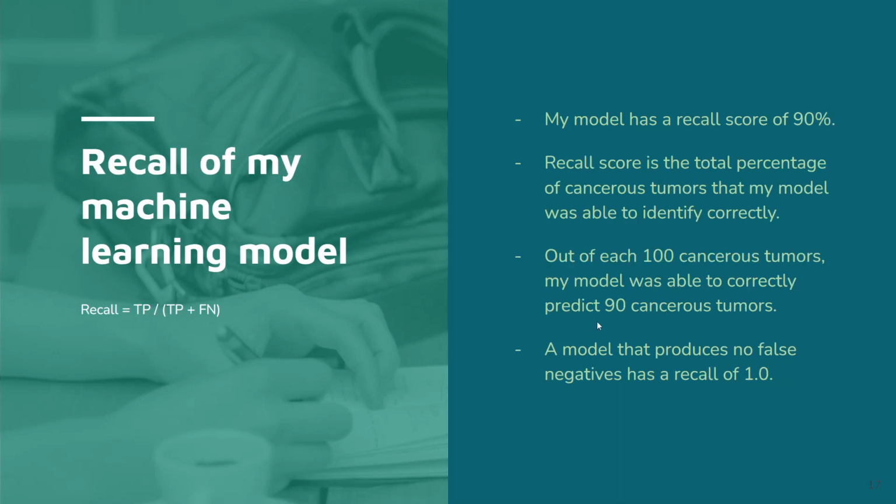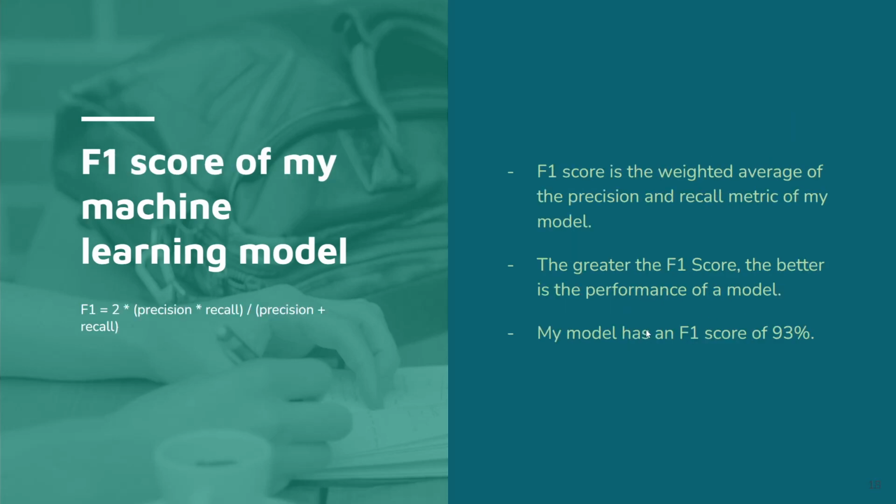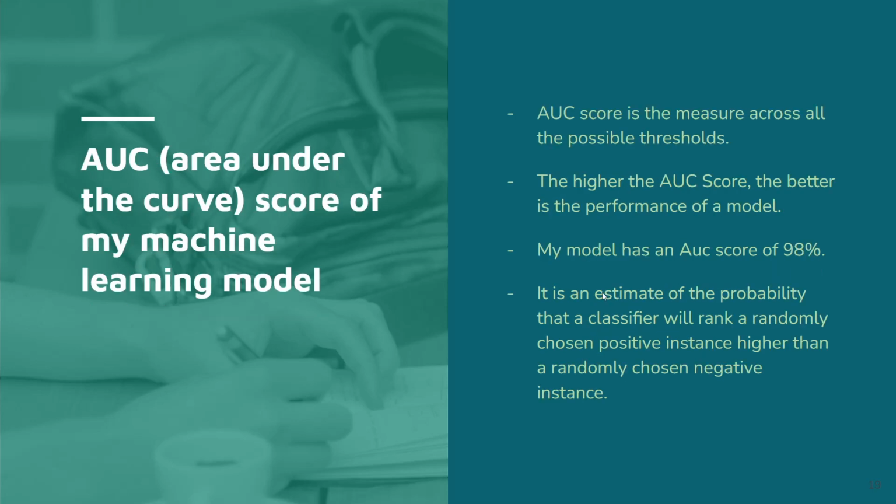My breast cancer prediction model has a recall score of 90%. This means out of 100 cancerous tumors, my model was able to correctly predict 90 cancerous tumors. My breast cancer prediction model has an F1 score of 93%. F1 score is the weighted average of the precision and recall. AUC, or area under the curve score, gives the best sight of understanding any classification model's performance. Here, my breast cancer prediction model has an AUC score of 98%.